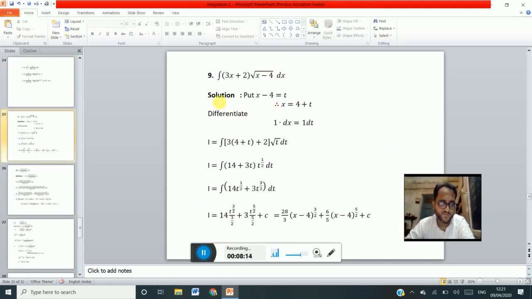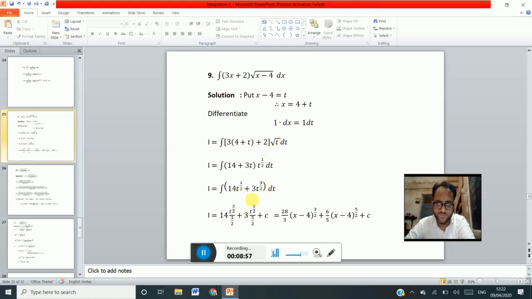Then this is the final answer for that question. Then question number 9, the integration of 3x plus 2 into root x minus 4 dx. Here directly put x minus 4 equals t, so x equals 4 plus t. After differentiation, dx equals dt. So what do we get after substitution? 3 into 4 plus t, plus 2, into root t. Now 3 into 4 is 12, 12 plus 2 is 14, 14 plus 3t, into t to the power 1 by 2. Then multiply: 14 into t to the power 1 by 2 plus 3t into t to the power 1 by 2, which means t to the power 3 by 2.